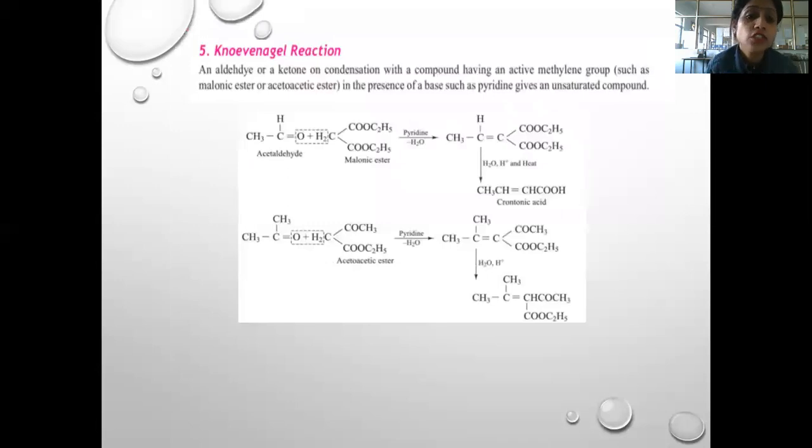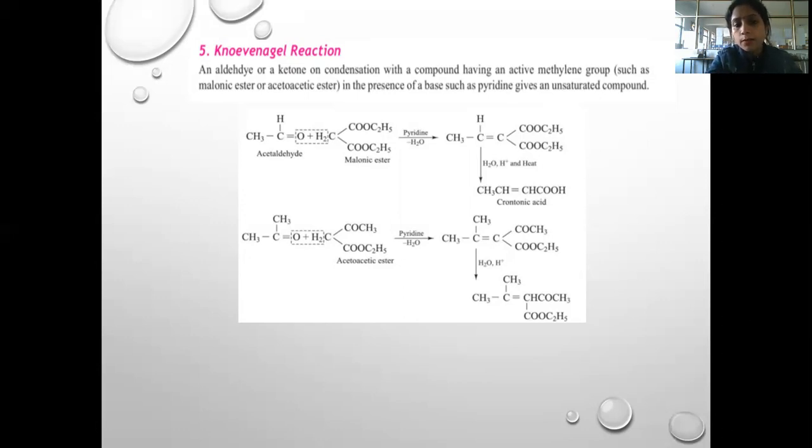Next important reaction is the Knoevenagel reaction. An aldehyde or a ketone undergoes condensation with a compound having an active methylene group. An active methylene compound is like malonic ester; it has a methylene group, that means a CH2 group. When it reacts with an aldehyde, you arrange them such that you can easily remove the H2O. This reaction occurs in the presence of a base, and whatever intermediate you get, you hydrolyze it. It gives an unsaturated compound, which is crotonic acid.